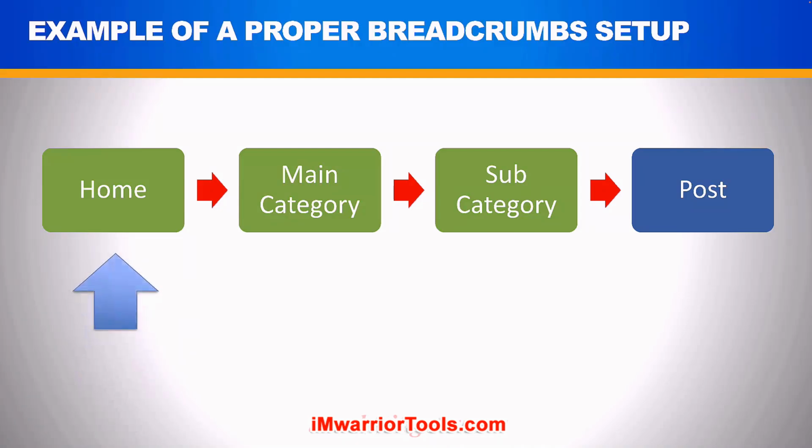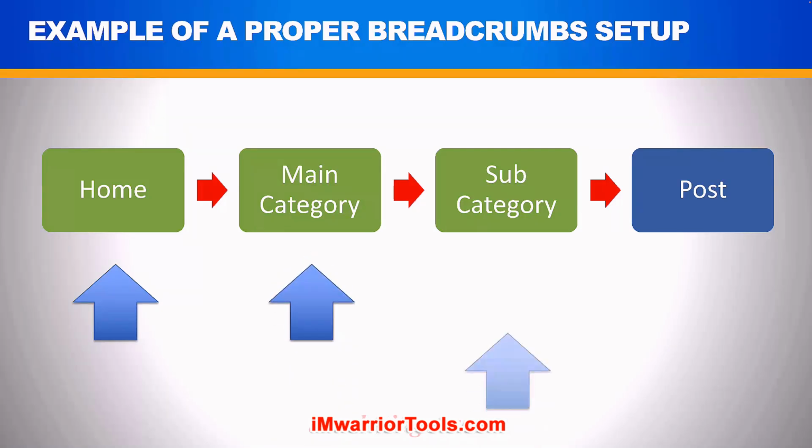So another one would be that the homepage should have a link going back to the homepage. Same thing with the main category page. It should link to the main category. And then also the subcategory has the same setup. But when it comes to the post itself, you don't need to have a link back from the post in the breadcrumbs going back to the post URL itself, because you're already on that post. So there's no need to add a link on there.